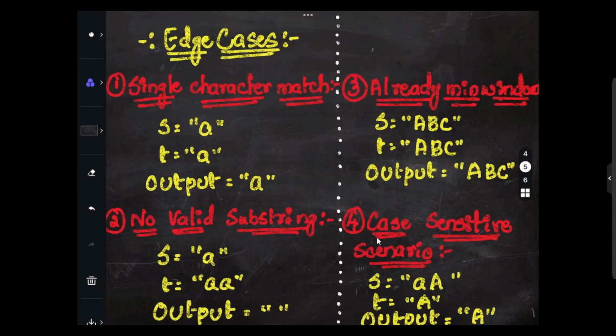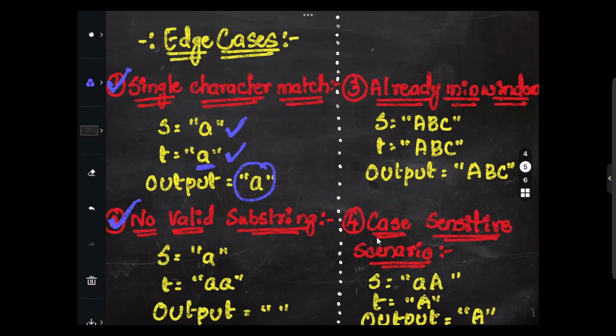The first edge case here is single character match. You can clearly see we have only one character here in S, and in T we also have A. So the output will quite obviously be A. So the entire S is the window in this case. Let's move on with the second edge case.